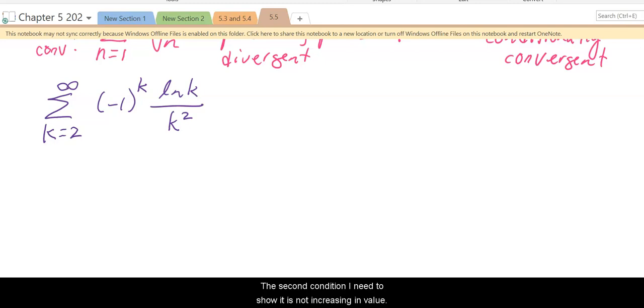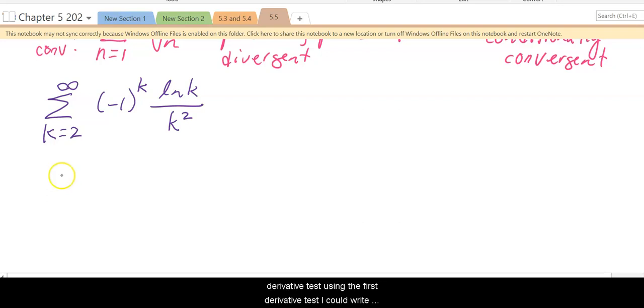For the second condition, I need to show it is not increasing in value. However, k squared being a polynomial is larger than the natural log of k, and as k increases in value, this will definitely not be increasing. If you want to prove it, we would use probably the first derivative test.